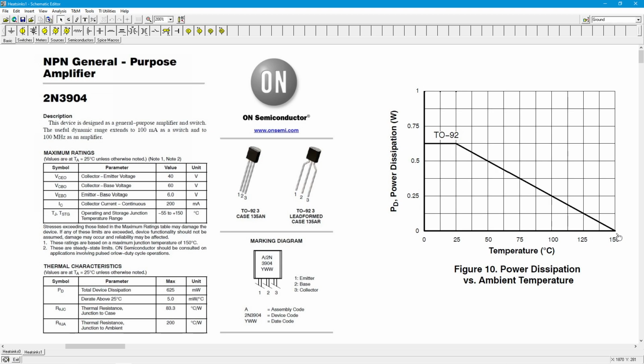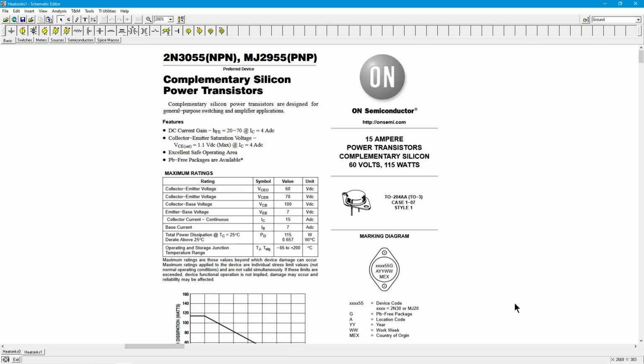What's the maximum junction temperature of a transistor? Well, it depends. 150, 175, maybe 200 for a big, juicy power transistor. That's what we're looking at. Just to show you, here is a 3055, which is a very popular power transistor that's been around for a long time. This particular one, we're talking 115 watts.